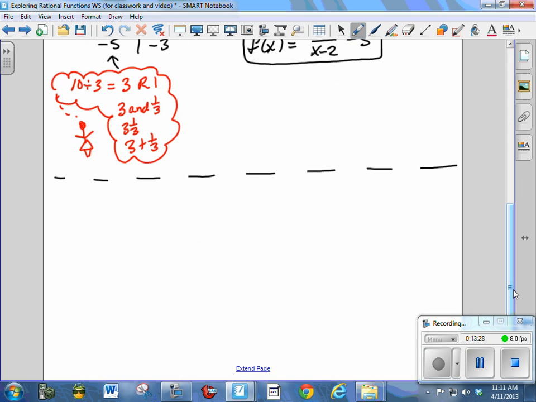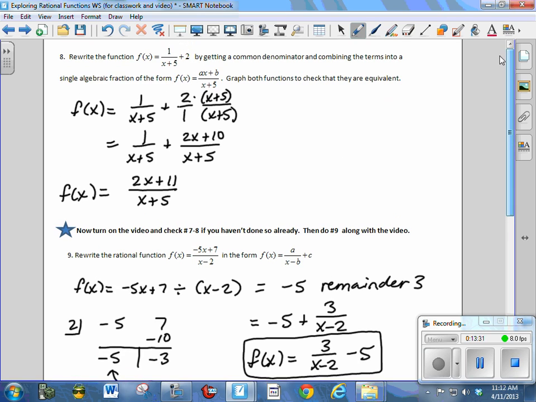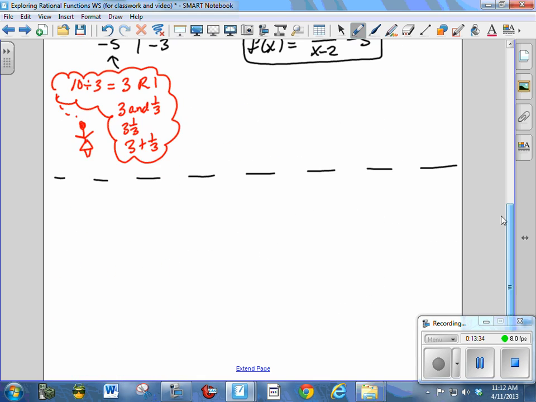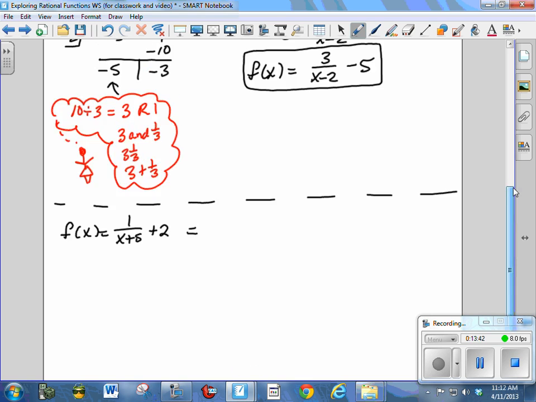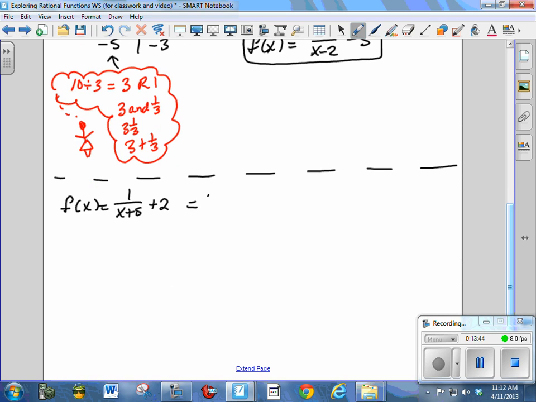So let's look at the two pairs of things we got. In the first section we have f of x equals 1 over x plus 5 plus 2, and that's equivalent to 2x plus 11 over x plus 5. Now here we found out that we have a horizontal asymptote at y equals 2, and we have a vertical asymptote at x equals negative 5.